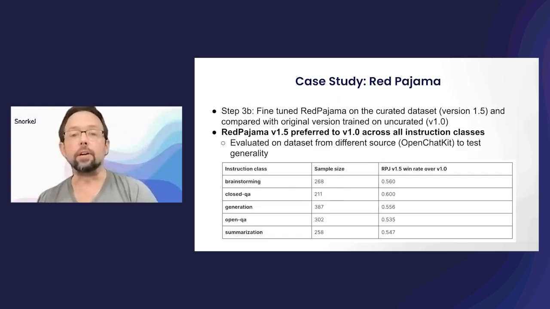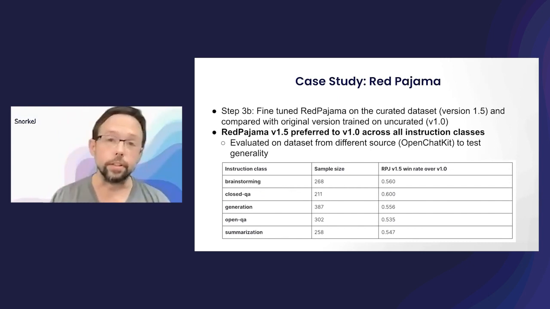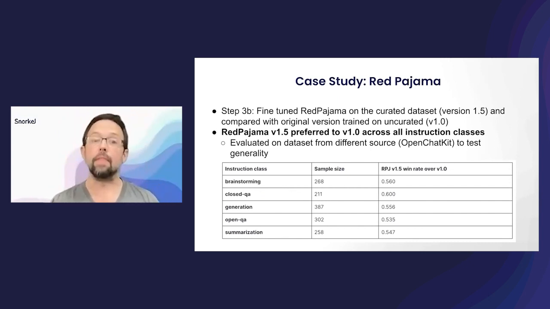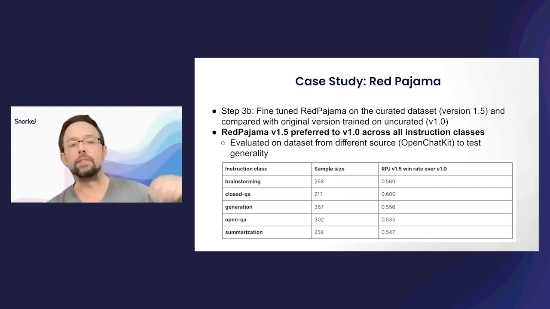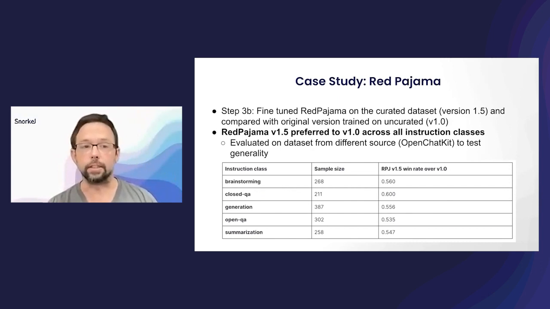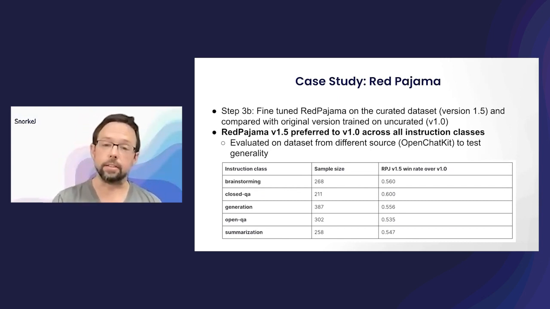We then went ahead and said, okay, the goal here is to fine-tune on something that's higher quality and ensure that the large language model is producing higher quality responses. So we fine-tuned RedPajama on the curated data set, compared that with the uncurated data set, went back to the same group of humans who did that double-blind experiment, and asked, which do you prefer? The RedPajama version trained on the curated data set or the one trained on the uncurated data set? And indeed, what we found was that they preferred the one trained on the curated data set.